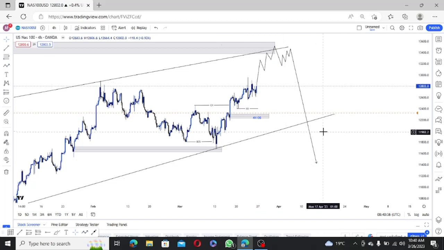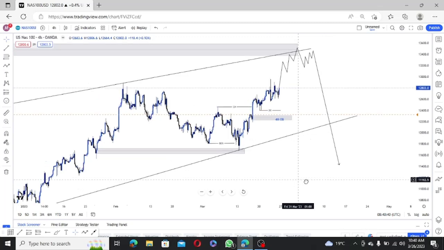So there's many ways to kill a cat, gents. This is what I see on Nasdaq. I really hope you guys will be able to take advantage.